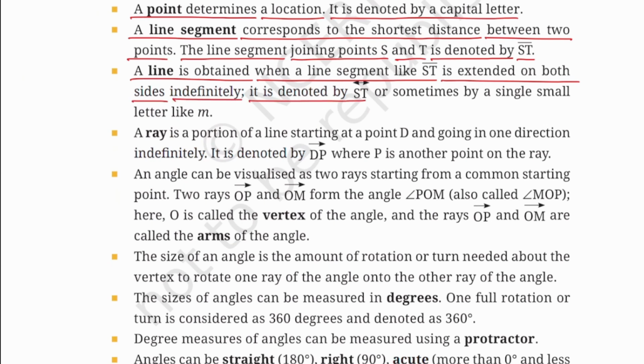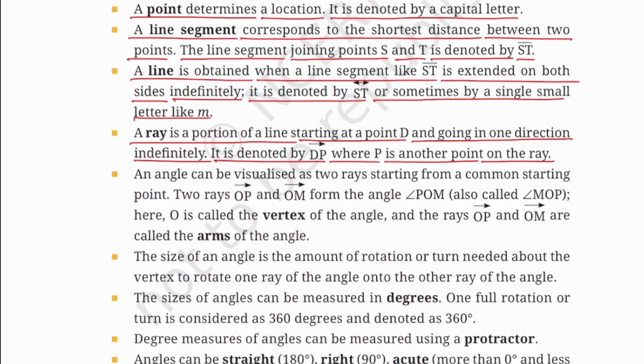It is denoted by ST double-headed arrow or sometimes by a single small letter like m. A ray is a portion of a line starting at a point O and going in one direction indefinitely. It is denoted by OP with single-headed arrow, where P is another point on the ray. An angle can be visualized as two rays starting from a common starting point. Two rays OP and OM form the angle POM, also called angle MOP.